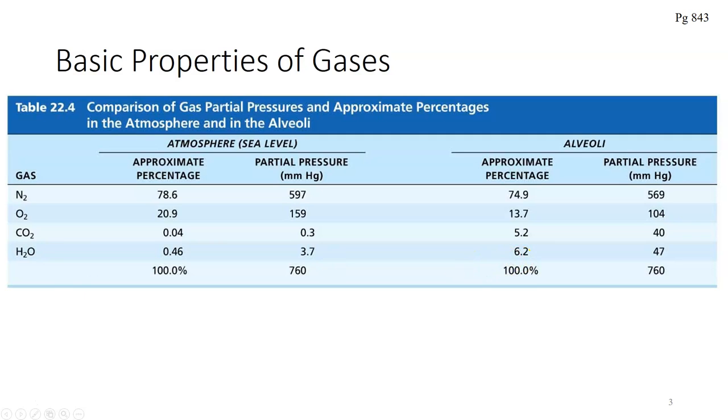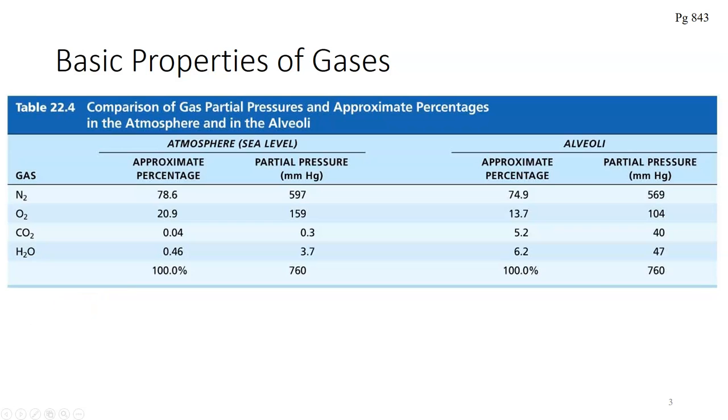In terms of basic properties of gases, this table is demonstrating Dalton's law of partial pressures. Dalton's law of partial pressures expresses that the total pressure exerted by a mixture of gases is equal to the sum of pressures exerted by each gas. So if we were to look at the partial pressure composition of the atmosphere at sea level, and we add up these numbers, we will see that we get a total of 760.